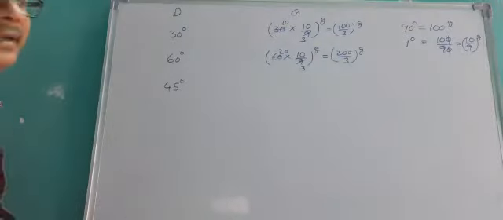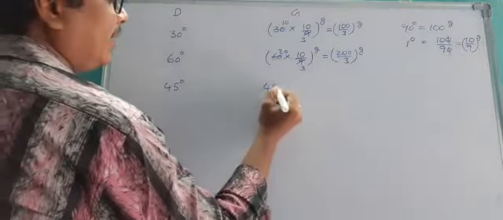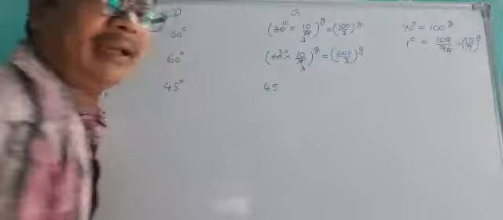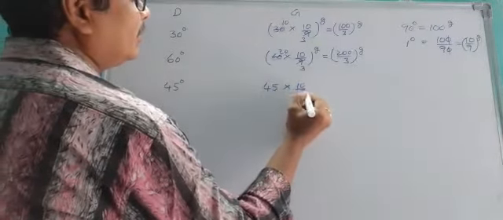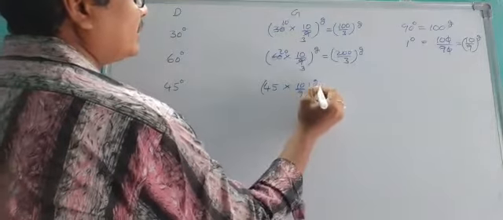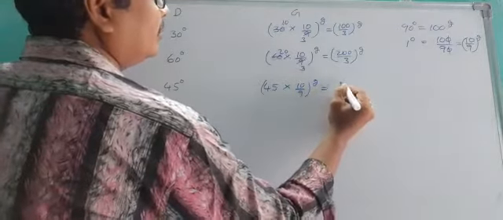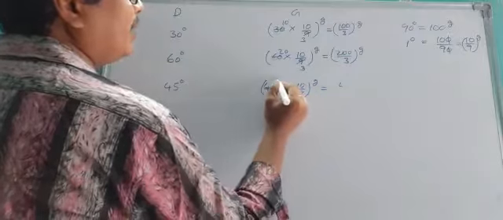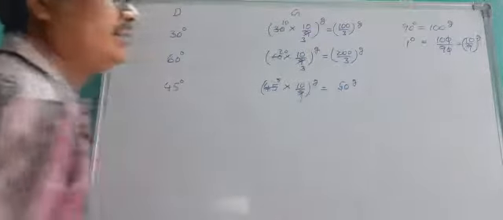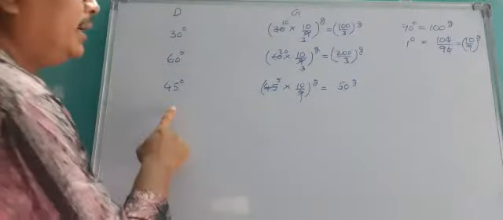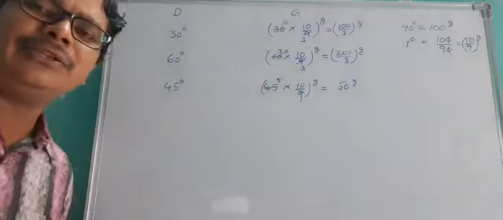And 45 degrees. So 1 degree equal to 10 by 9 grades. 45 degrees equal to 45 into 10 by 9 grades. That equal to 9 5s are 45, 9 1s are 9, so 5 into 10. That equal to 50 grades. This is the conversion of degrees to grades.